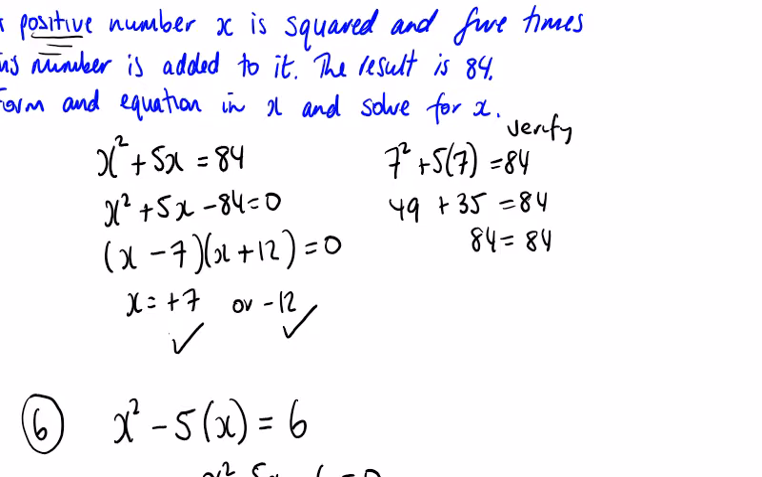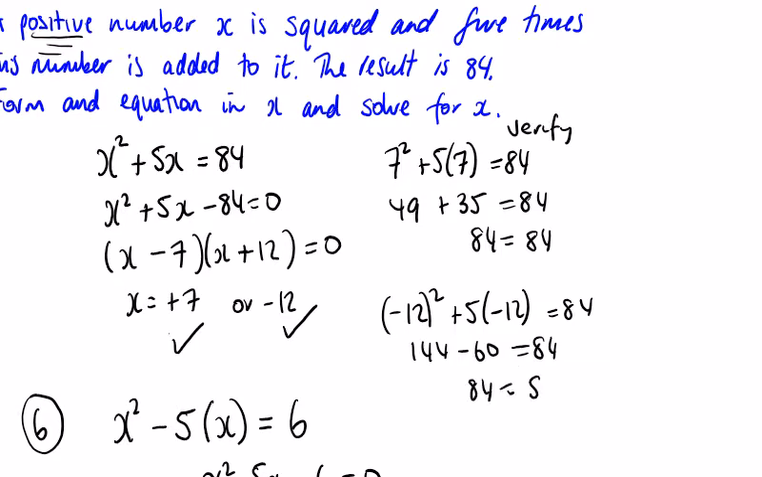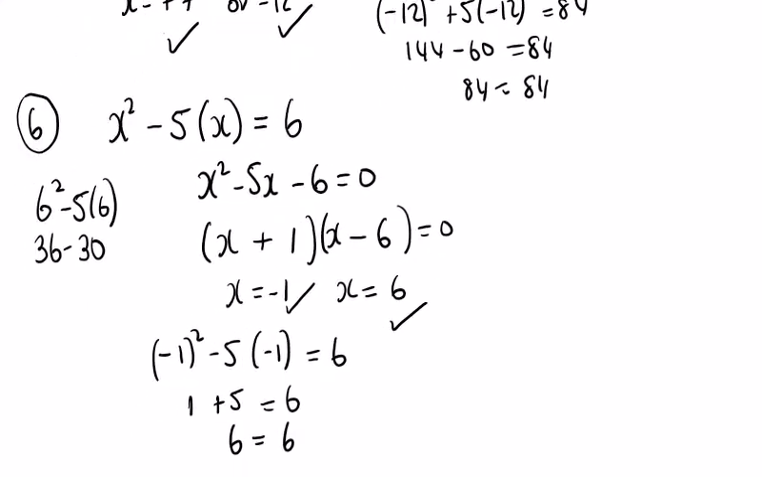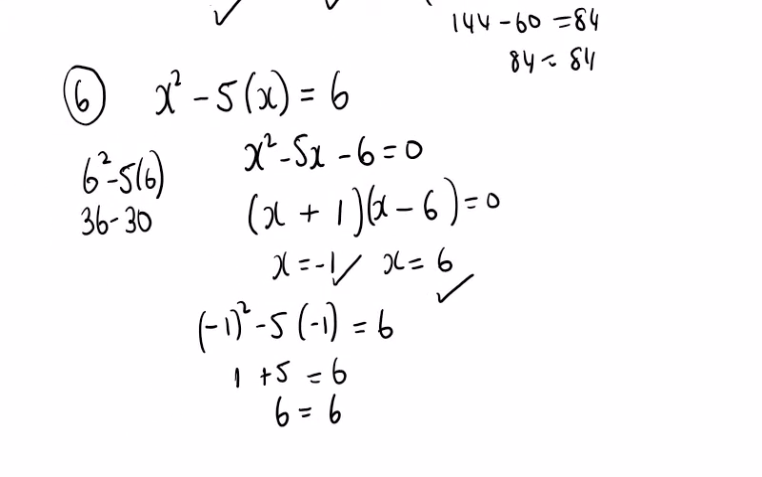If we put it in, you'd get minus 12 squared plus 5 by minus 12 equals 84. 144 minus 60, and you can see is 84 as well. It has to work. It's one of the roots. 84 equals 84. So similarly down here, there's two solutions to this one, but if the question states a positive number squared, it has to be the positive number that's the answer. So 6 in this case, not minus 1 if it's a positive number squared. So make one of these up yourselves before moving on in this video.